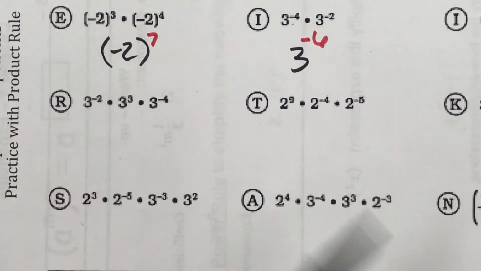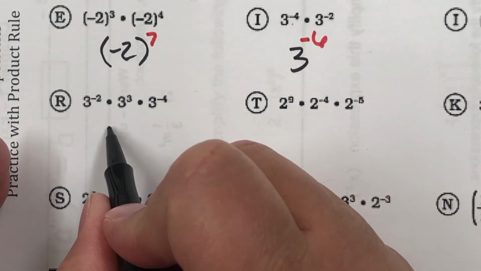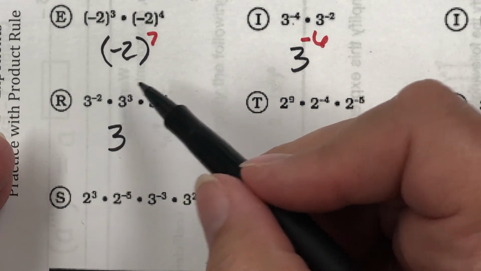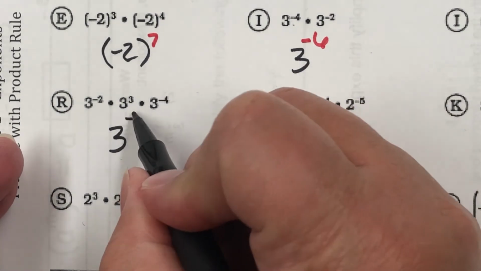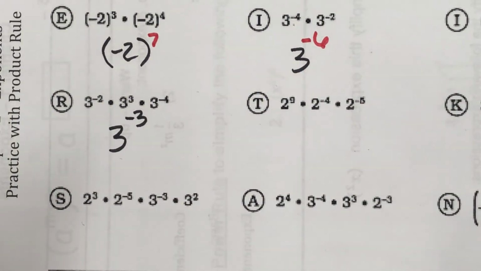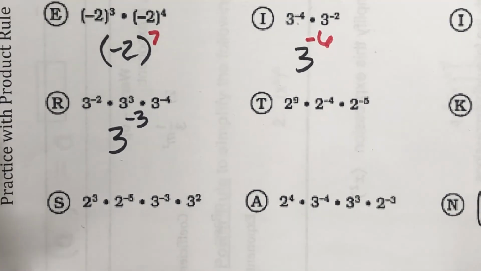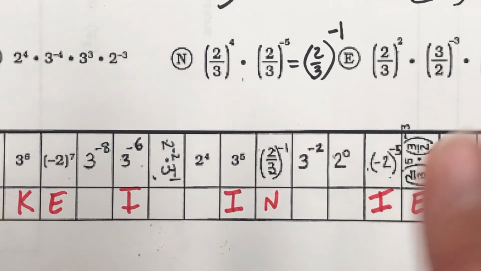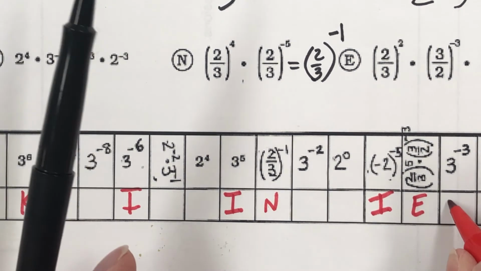I'm almost there. Okay. Keep the base 3. Negative 2 plus 3 is 1. 1 minus 4 is negative 3. And so I need 3 to the negative 3. Where is that? Oh, it's way over here. R.